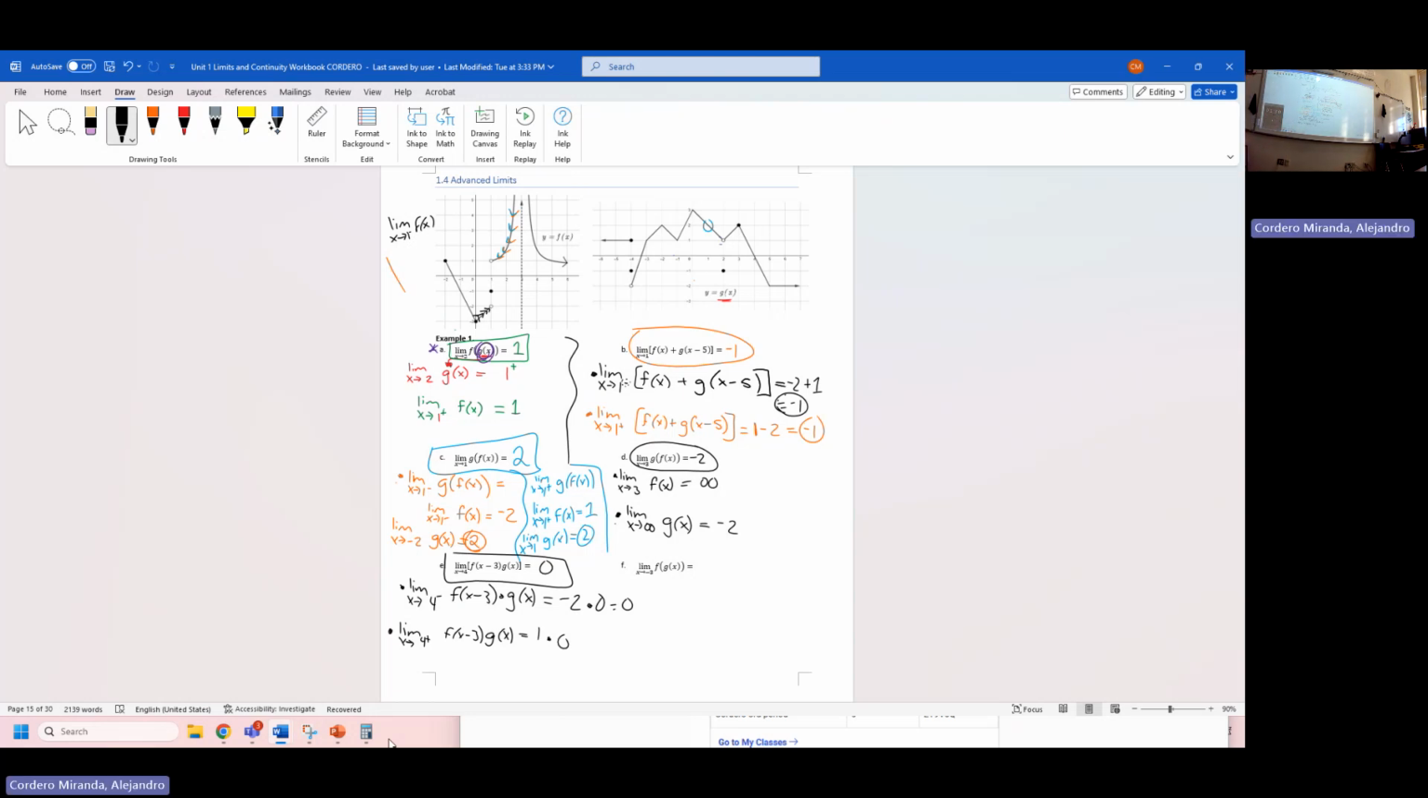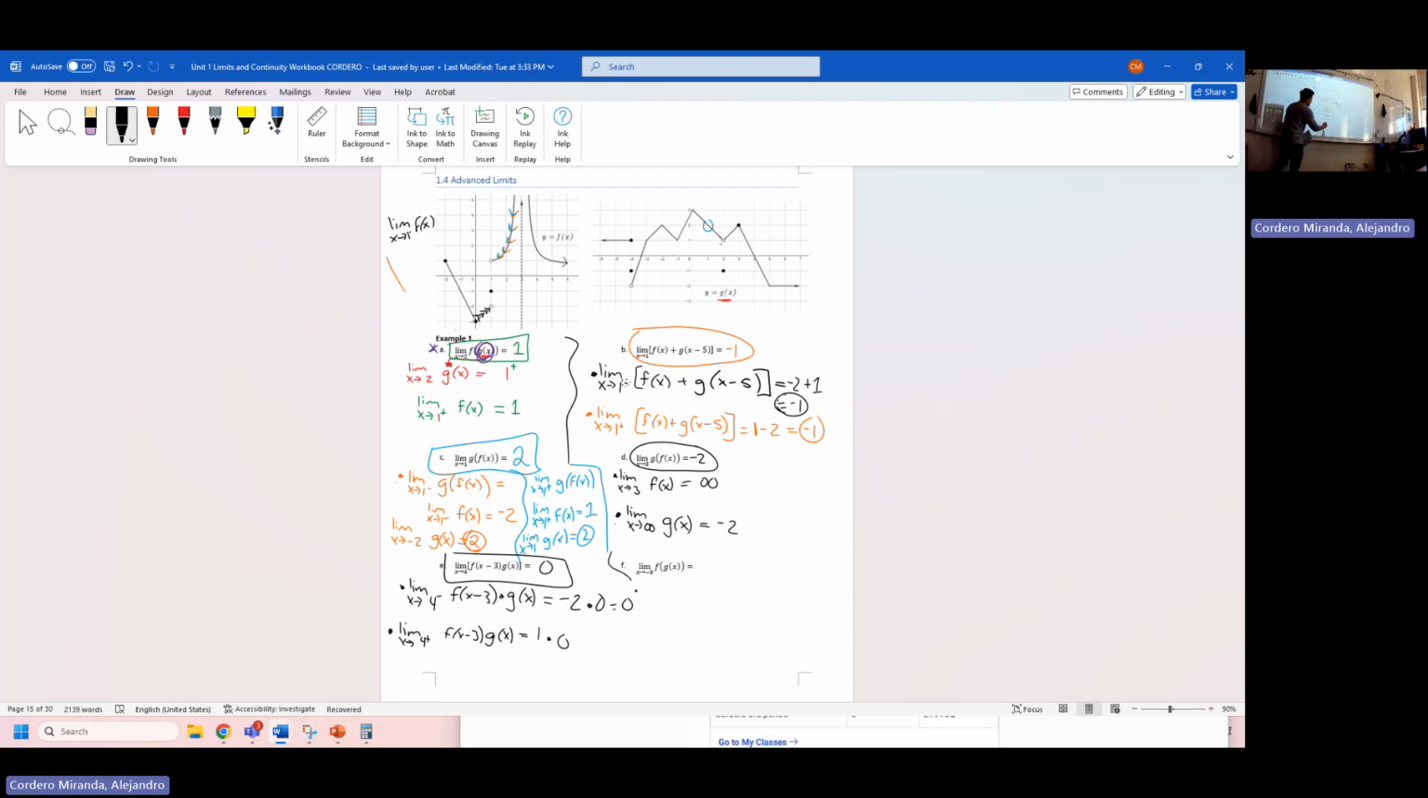I just checked 2 or 3 people, and that's what they were getting. But if you did not get 0 or you don't see why I split it, let me know. Again, these are called tricky limits because this is what you have to do. Most of the time, if you get asked something like this, both of these limits will exist, and you just say F times G equals whatever.